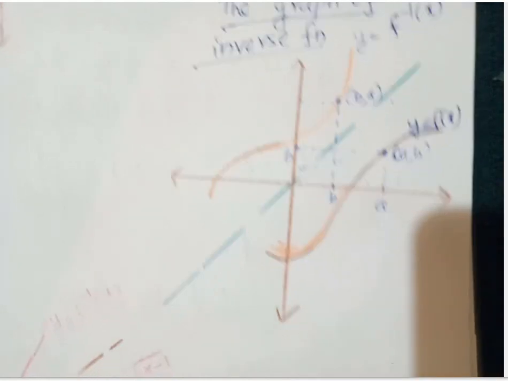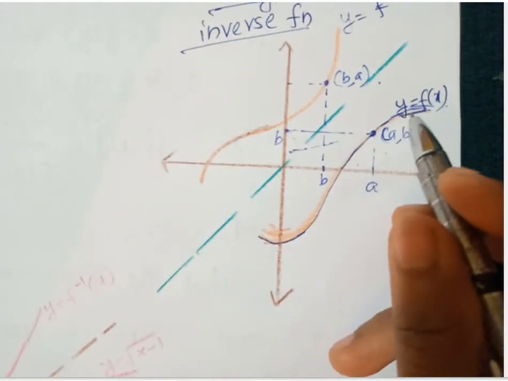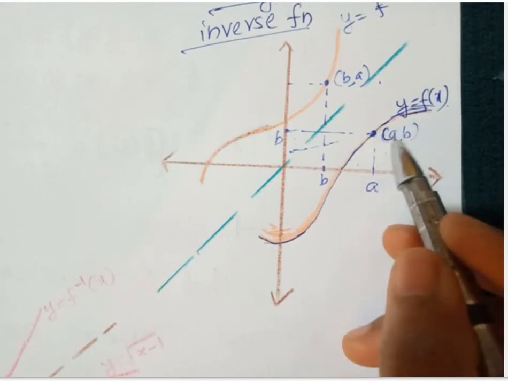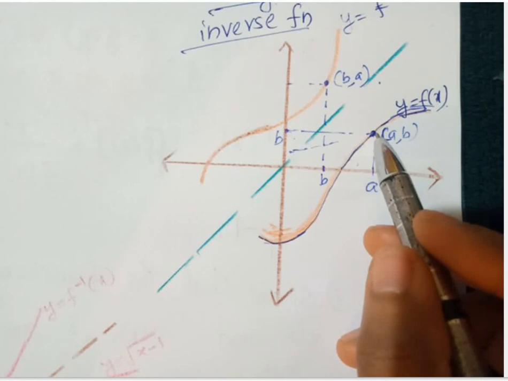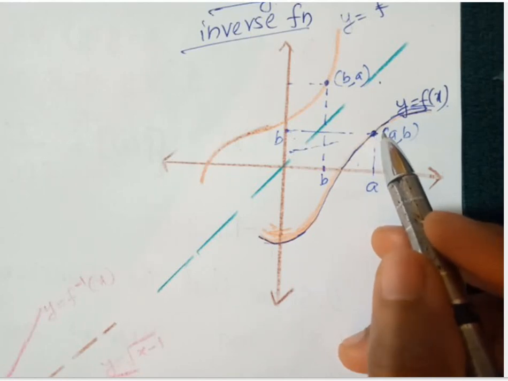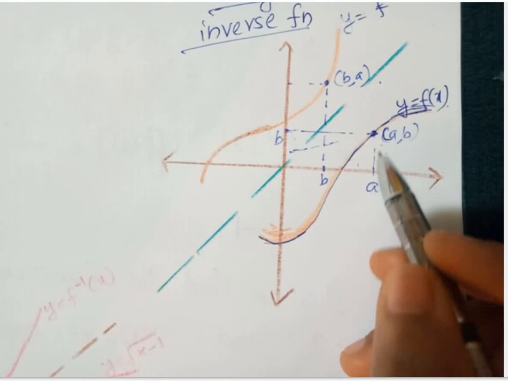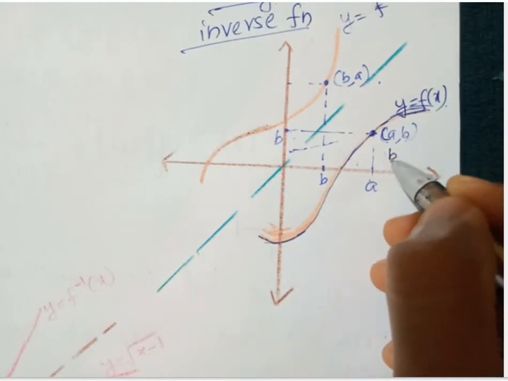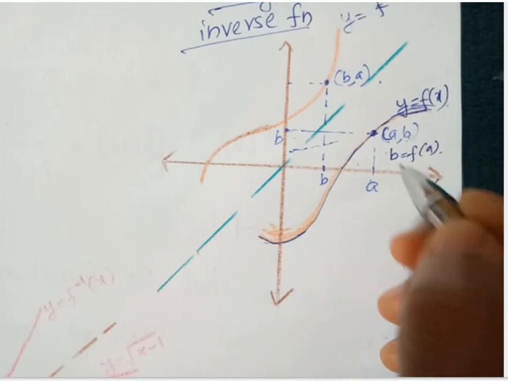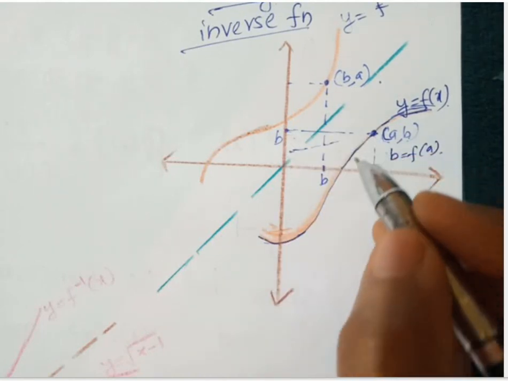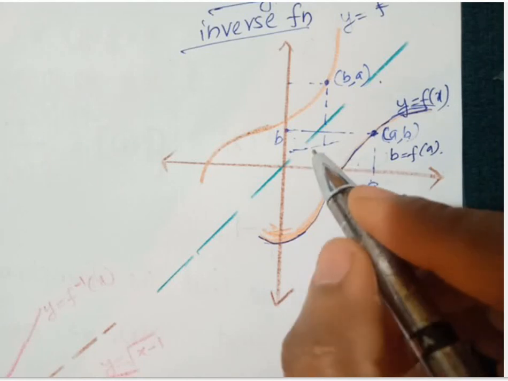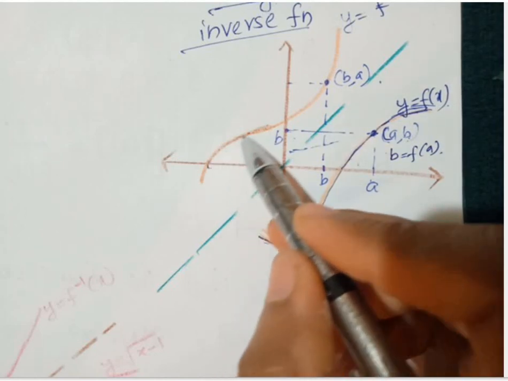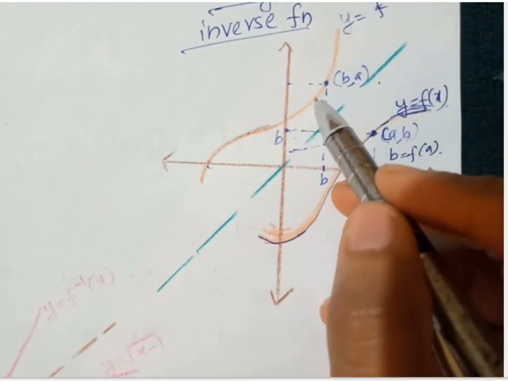Consider the graph y equal to f of x. Take any point (a, b) on this graph y equal to f of x. Then b equal to f of a. This is the point (a, b). And we have the graph y equal to f inverse x.